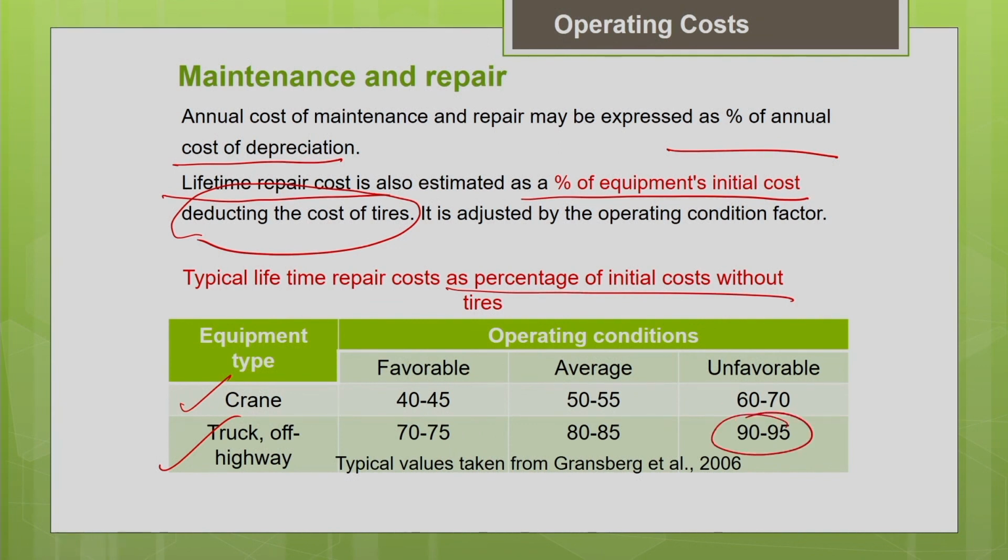Same truck when it is operated on a properly maintained haul road, on a gradient which is not very steep, in that case that is called as favorable condition. You can see that the repair factor is less, 70 to 75%. So you can see in the literature even the definition of the operating conditions will be given for different types of equipment. You can find that information in the equipment handbooks.